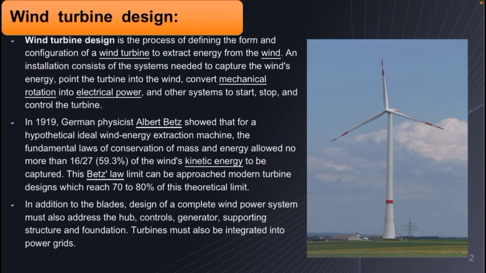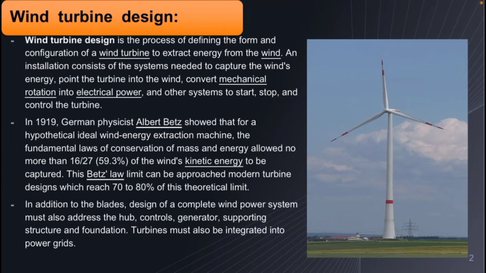In 1919, German physicist Albert Betz showed that for a hypothetical ideal wind extraction machine, the fundamental laws of conservation of mass and energy allowed no more than 16/27 of the wind's kinetic energy to be captured. The Betz law limit can be approached by modern turbine design, which reaches 70 to 80% of this theoretical limit.